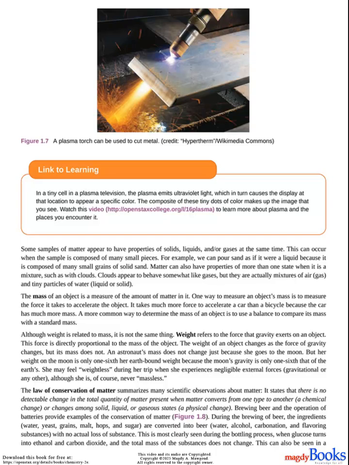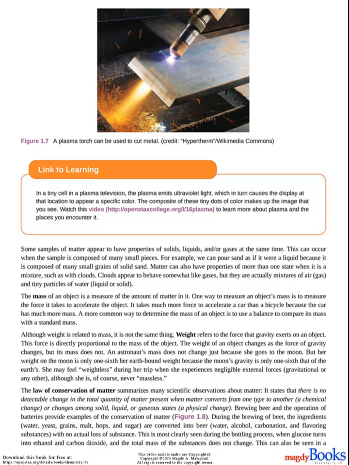Link to learning. In a tiny cell in a plasma television, the plasma emits ultraviolet light, which in turn causes the display at that location to appear a specific color. The composite of these tiny dots of color makes up the image that you see. Watch this video at http://openstackscollege.org/L/16plasma to learn more about plasma and the places you encounter it.